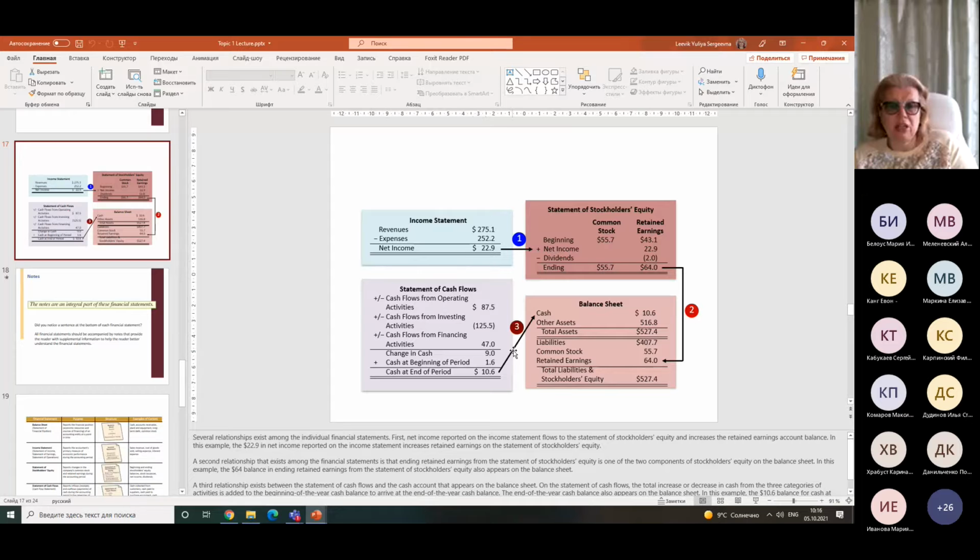And the last relationship on this slide is between the statement of cash flows and the balance sheet. Look, ending cash in the statement of cash flows should be the same amount as cash on the balance sheet. And if you take the cash at the beginning of the year and at the end of the year, the difference is equal to the net cash flows from the statement of cash flows.